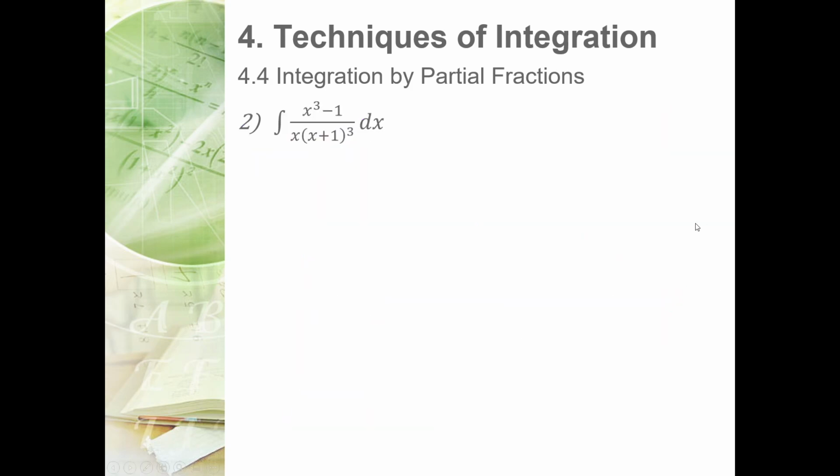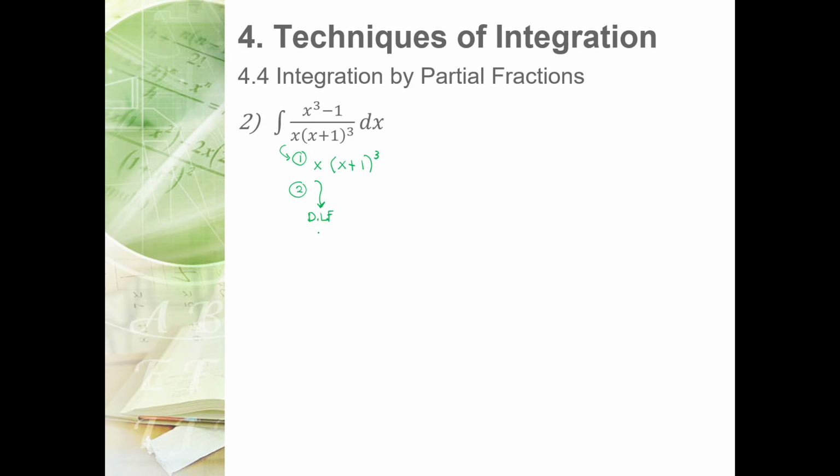So this time we have the integral of x cubed minus 1 all over x times x plus 1 cubed. Again, the first step is for you to factor out the denominator. Since this one is already factored out, this one is x plus 1 cubed. Notice that your denominator is already factored, not expanded. The second step is to determine the different factors. The first term here is a distinct linear factor.